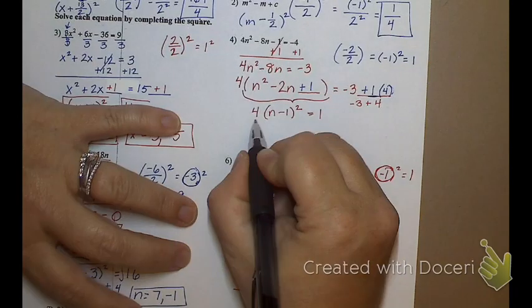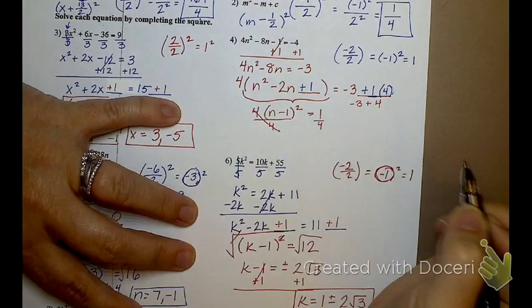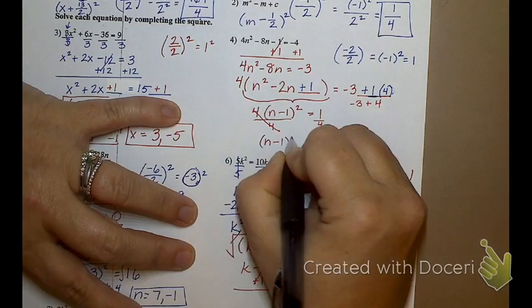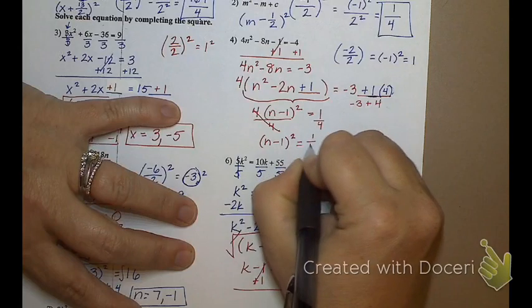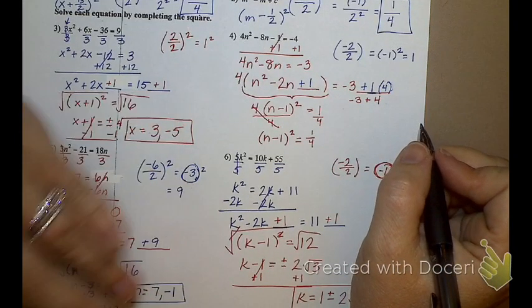So, I cannot square root both sides. I have to divide by 4. So, n minus 1 squared is equal to 1/4. You're going to want your calculator on this because I'm going to have your calculator do all the difficult stuff.